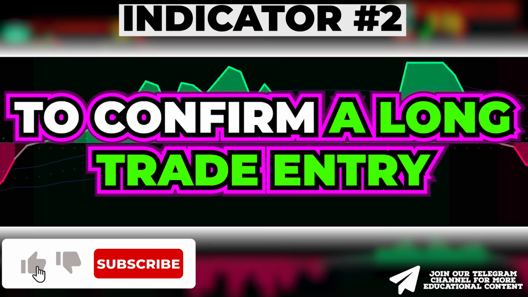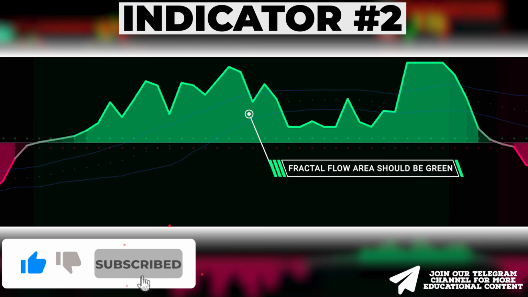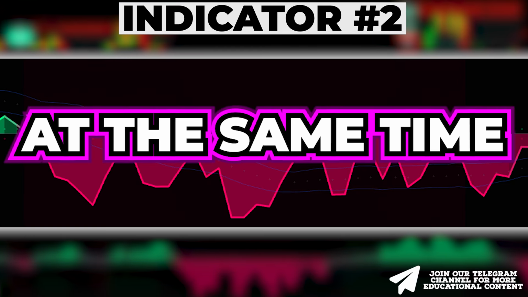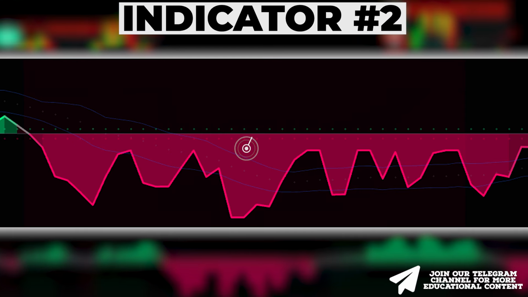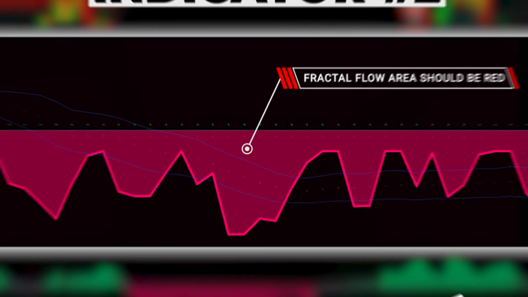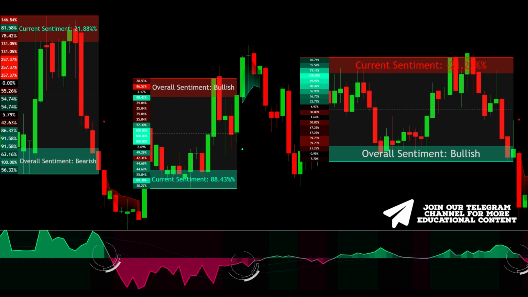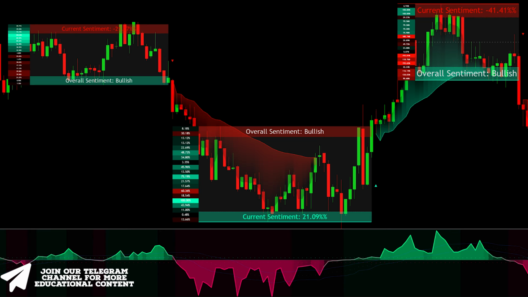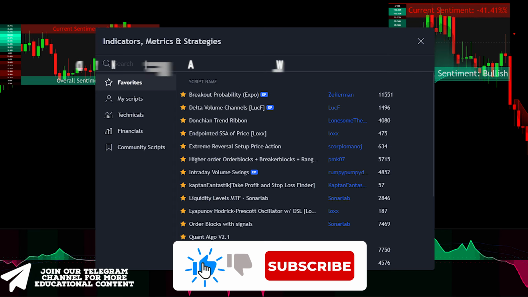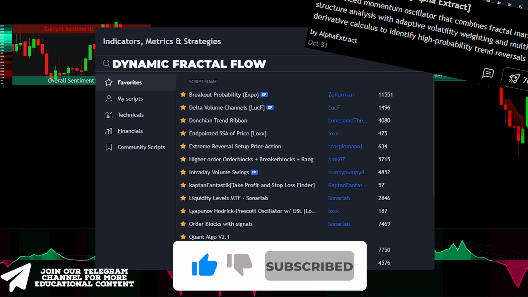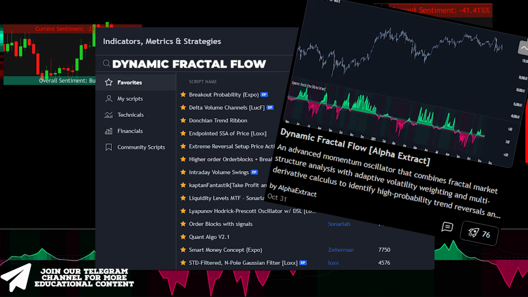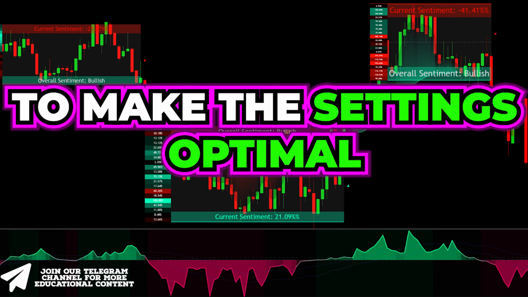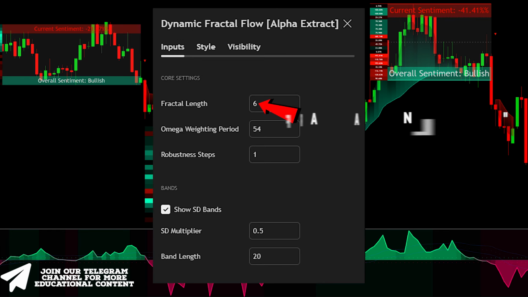So, to confirm a long trade entry, the fractal flow area should have a green color. At the same time, to validate a sell signal, the fractal flow area should appear red. Here we go. Look at how effectively the indicator filtered out a lot of false signals. To add this hidden filter, open the Indicators tab, search for Dynamic Fractal Flow, and opt for the one displayed here.